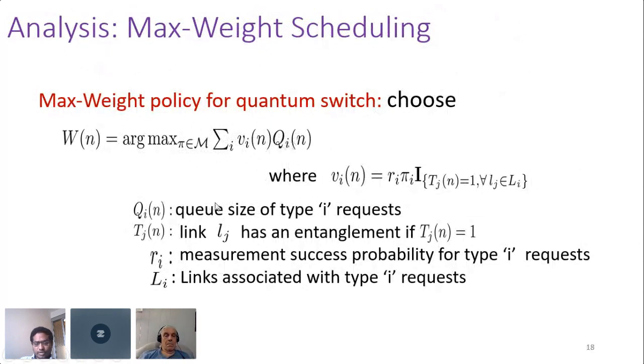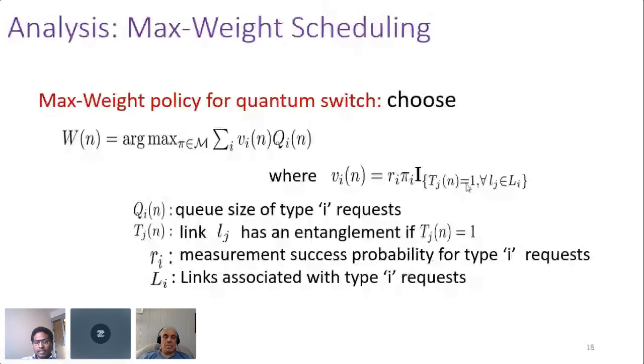and V_i(n) indicates the weight for type i request. So this V_i(n) has other information of the quantum switch. This includes the probability that the swapping operation will be successful for type i request, this probability is R_i, and the value of pi_i that is present in the matching pi. And then the third condition is whether all the links that are associated with type i request have primary entanglements or not.